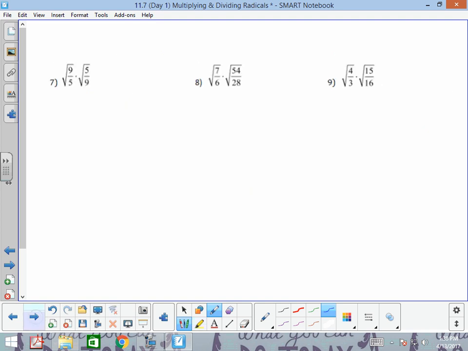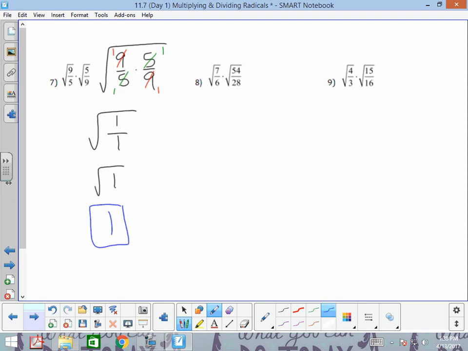Okay, a few more with fractions. Here I have 9/5 times 5/9. So what I'm going to do first is, because I'm dealing with fractions and I can't use a calculator, I am going to reduce, simplify. 9 and 9 both divide by 9. 5 and 5 both reduce by 5. So now, in the numerator, I have 1 times 1. In the denominator, I have 1 times 1. So 1 divided by 1 is just 1. And the square root of 1 is 1, not 1/2.